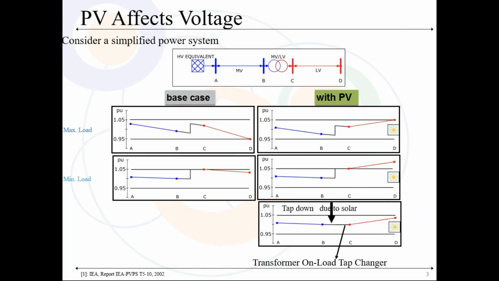You see on the left-hand side a base case without solar, and the right-hand side is a case with solar power. And we're going from the left to right. The left is a substation. That's where you have your transformer from the transmission system going down to the distribution system. And then as you go towards the right, you're having the customers connecting and drawing power. And the voltage is the critical component here.